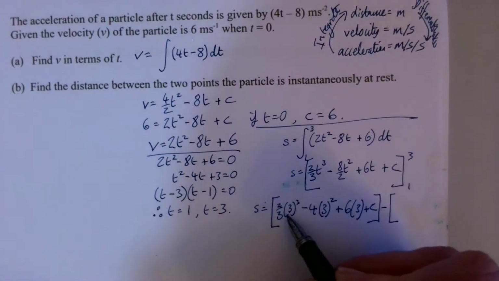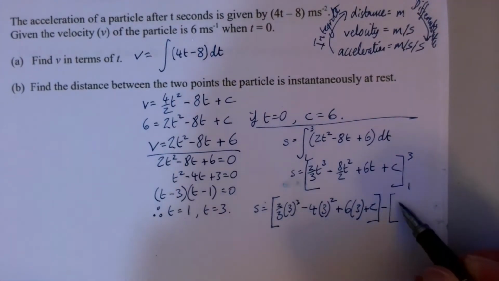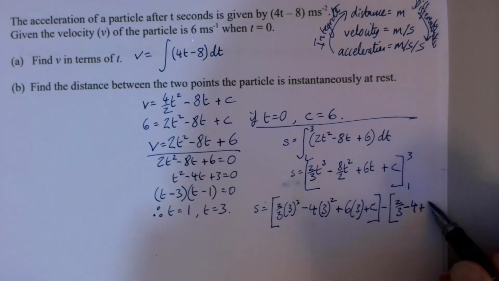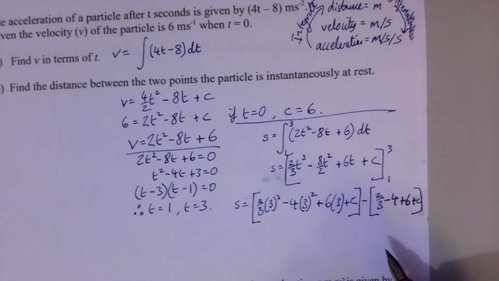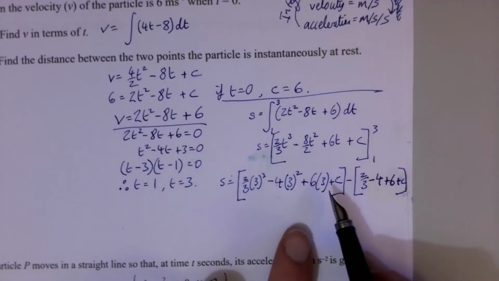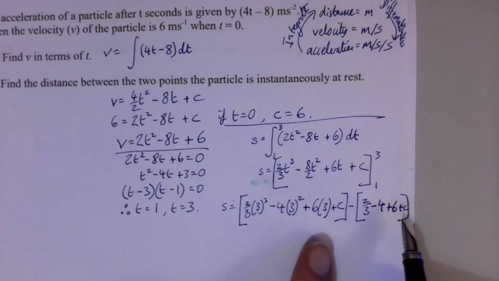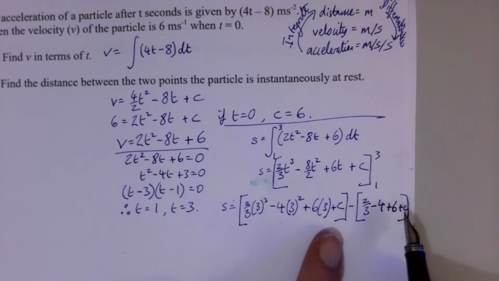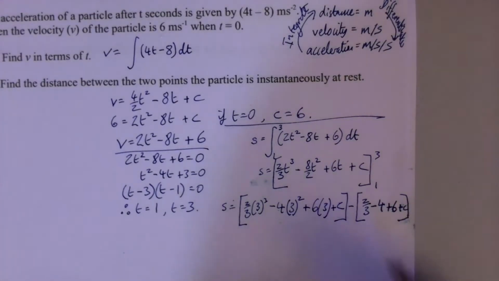Now that's a little bit easier because 1 cubed is 1, isn't it? So it's just going to be 2/3 take 4 plus 6, and we've got the plus c. Now at this point, whenever you're finding the difference between two parts, the c constants will disappear because I've got plus c there and I take plus c there, so I don't have to worry about those.